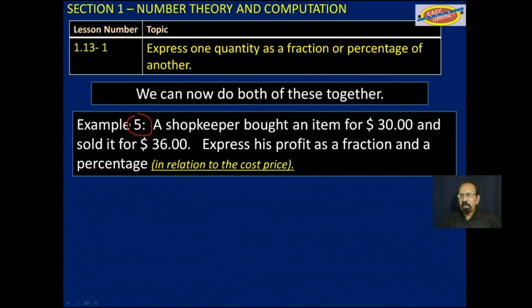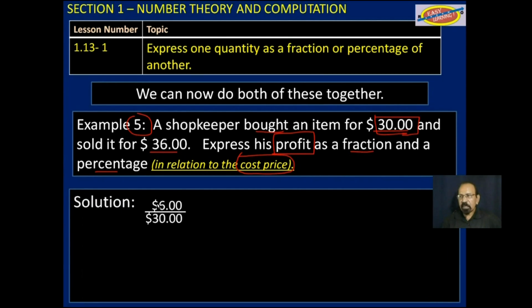Example 5. A shopkeeper bought an item for $30 and sold it for $36. Express his profit as a fraction and a percentage in relation to the cost price. So how much profit did he make? Bought for 30 and sold for 36, so he made $6 on the $30 that he spent. So that will be 6 out of 30. And we can reduce that and get 1/5. That is the fraction part.